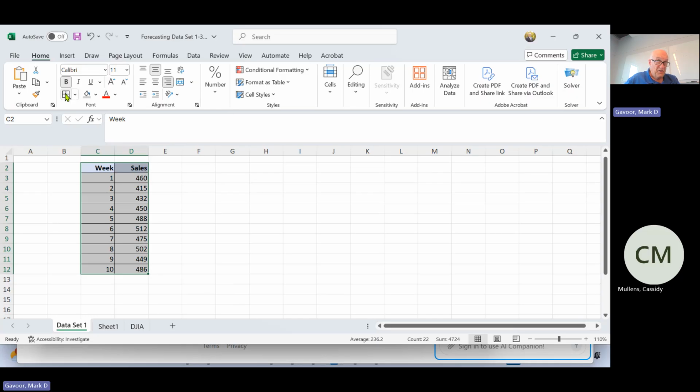Remember, regression has what capability? It gives us a y equals mx plus b, where x is time, and allows me to forecast as far into the future as I want. The downside is the farther out I forecast, the less reliable the forecast is.